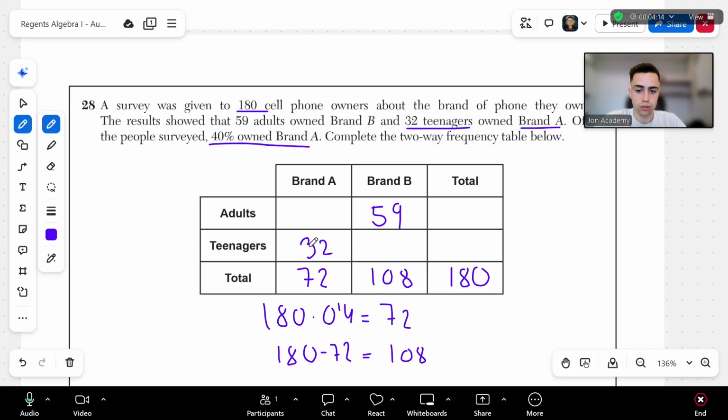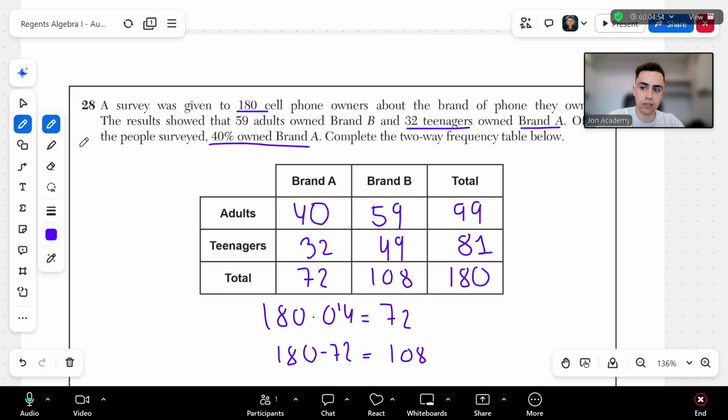And from here, what can we find? This column has to add up to 72, so it's going to be 72 minus 32, that's 40 missing here. And then 59 plus something has to add up to 108, so let's do 108 minus 59, that's 49. And then it's just adding both rows. So 40 plus 59 is going to be 99 here, and then 32 plus 49 should be 81.